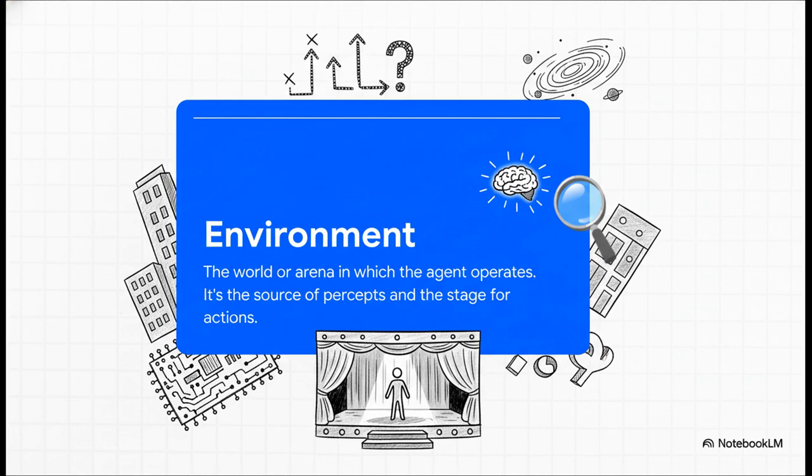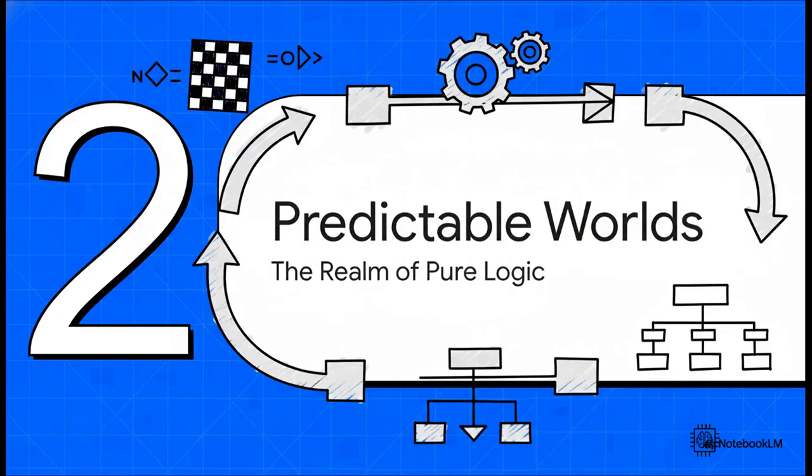And the environment? Well, that's the stage. It's everything outside the agent where the action happens. And as you're about to see, the rules of that stage, the type of arena, completely changes the difficulty of the game. So let's start in the simplest arena imaginable, a world where everything is known, everything is predictable. This is the realm of pure logic.